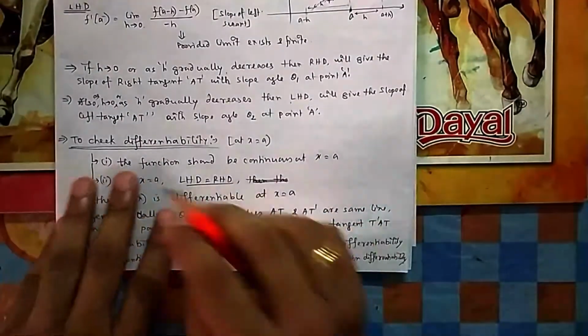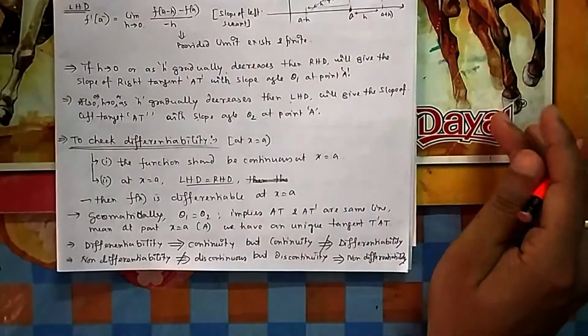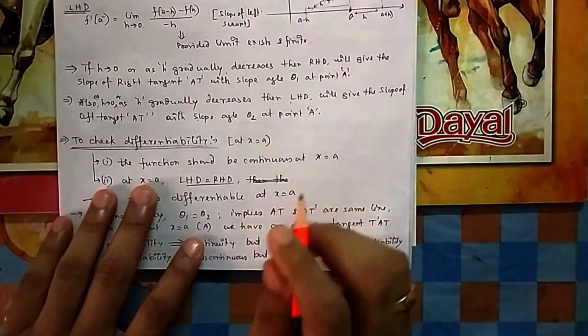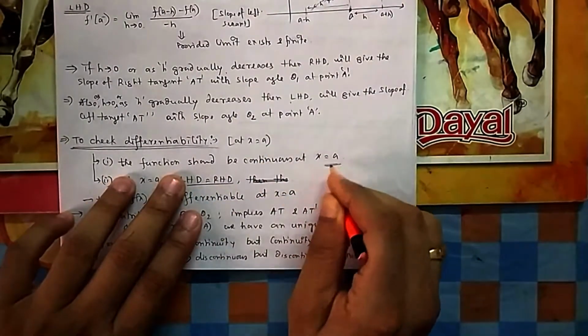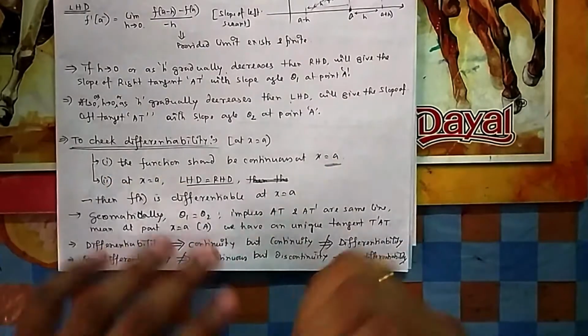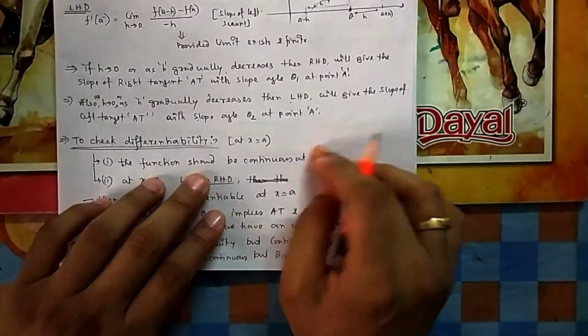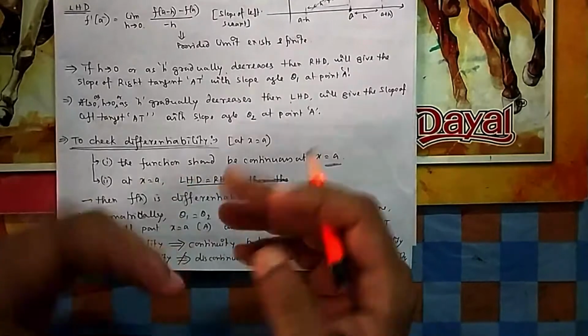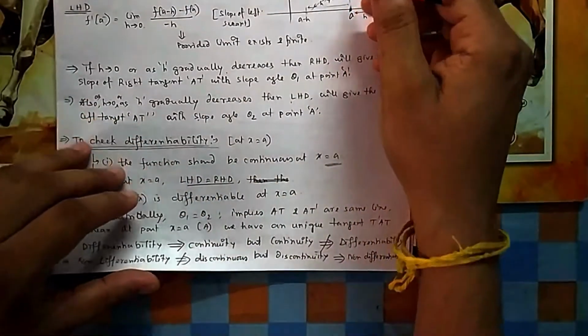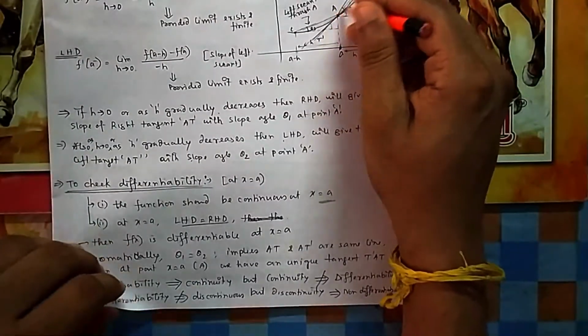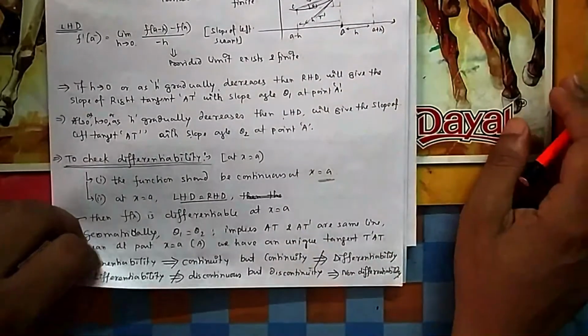Now to check differentiability, when will we say it is differentiable at x equal to a at a particular point? First the function should be continuous. This has to be satisfied. Without this you cannot proceed. If it is not continuous, then no need to go further. It is not differentiable because you need to draw at point A. If you are not able to draw, then you cannot take differentiation.